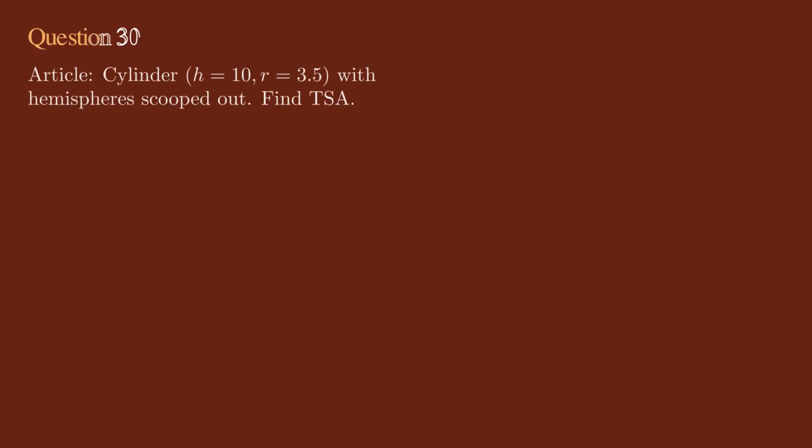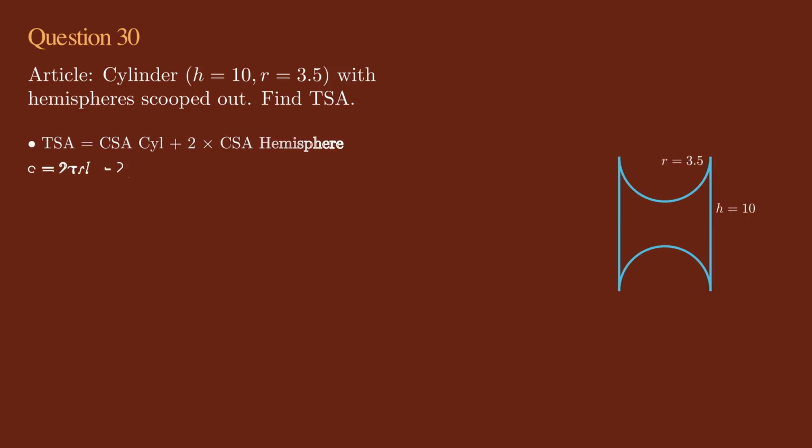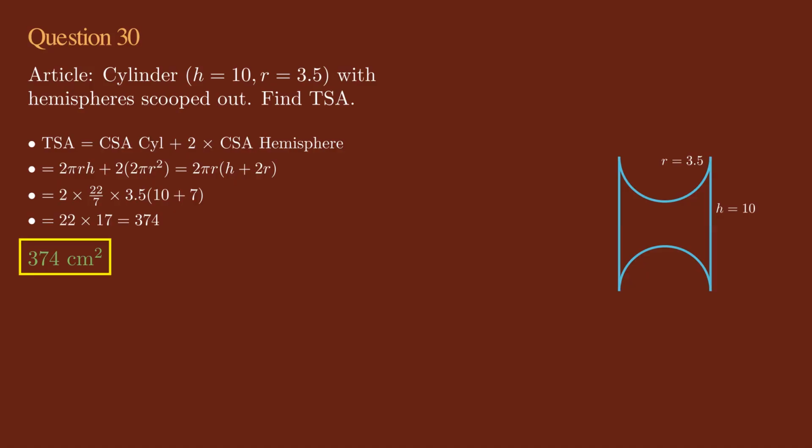Question 30. A wooden article was made by scooping out a hemisphere from each end of a solid cylinder. Find the total surface area. The total surface area is the SA of the cylinder plus the CSA of 2 hemispheres. The formula is 2 pi rh plus 4 pi r squared. Substituting height 10 and radius 3.5, the total surface area is 374 square centimeters.